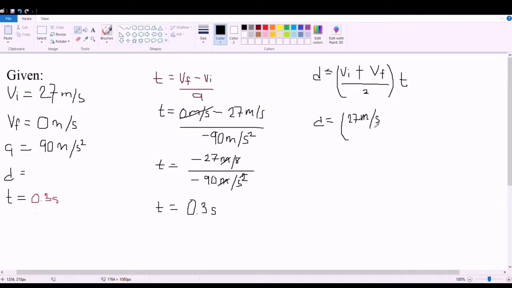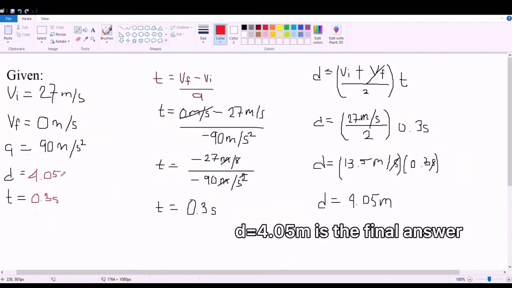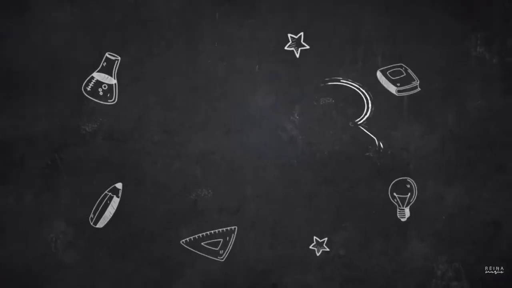And we simply have to put the values. Now, because our final velocity is 0, we just have to cancel it out. So we would have 27 meters per second divided by 2 times 0.3 seconds. So 27 meters per second divided by 2 is equivalent to 13.5 meters per second, times 0.3 seconds. Cancel out the seconds because they're similar. So we would have 4.05 meters for our distance. And that is how we get our distance.